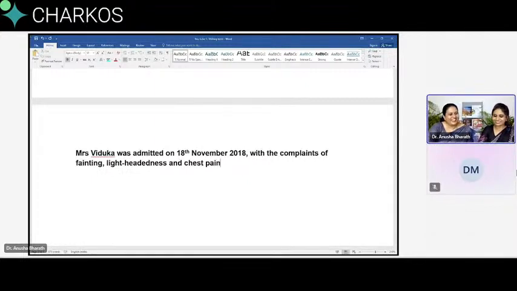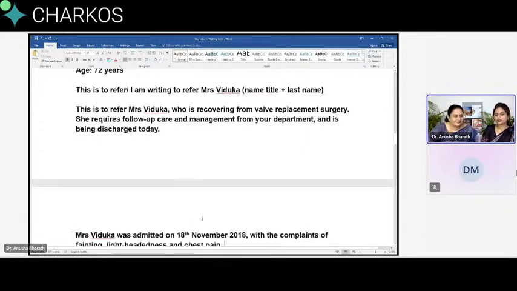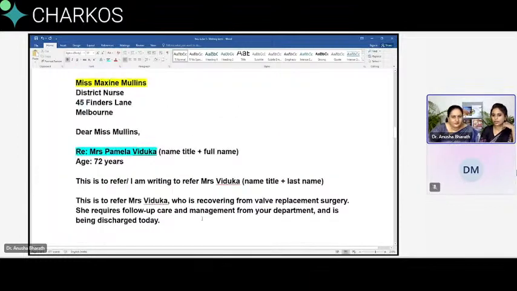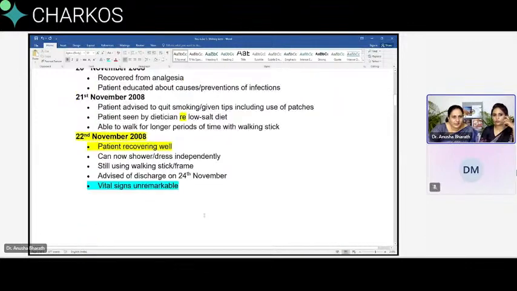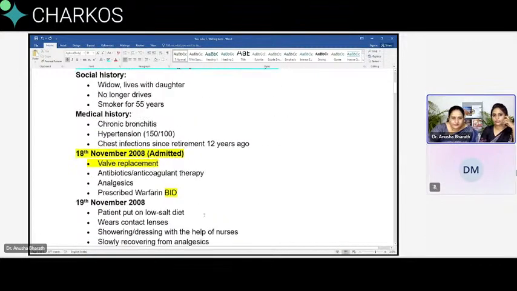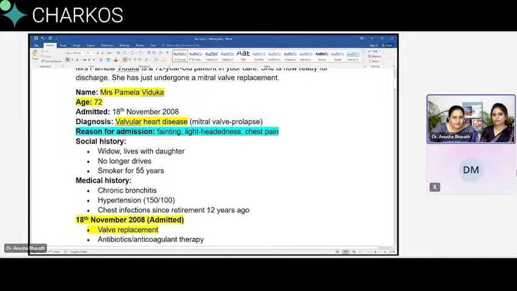Yes. Okay. Then you have to write about the diagnosis. What was the diagnosis, by the way? So the diagnosis was mitral valve prolapse, for which she underwent a valve replacement surgery. Yes. If we move to the top of our case note, we understand that the diagnosis is valvular heart disease, mitral valve prolapse, for which she underwent a valve replacement.